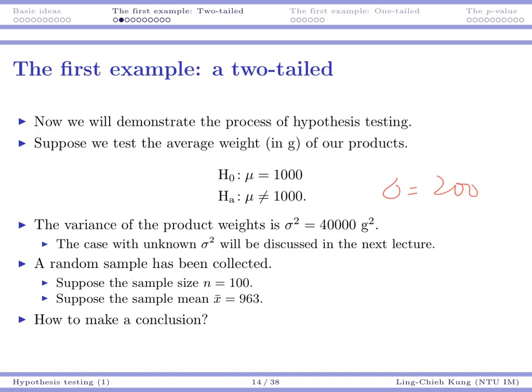So a random sample must be conducted. We need to have a random sample. That's the only thing we can use to do the testing. Suppose that our sample size n is 100 and the sample mean x bar is 963. Now our task is to decide, according to our observation, whether this deviation is large enough. We can see x bar is smaller than 1000, but we need to decide whether this degree of deviation is large enough for us to decide that mu is actually not 1000.